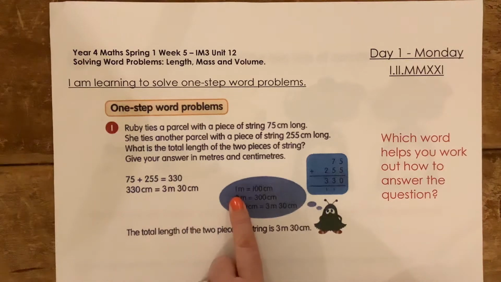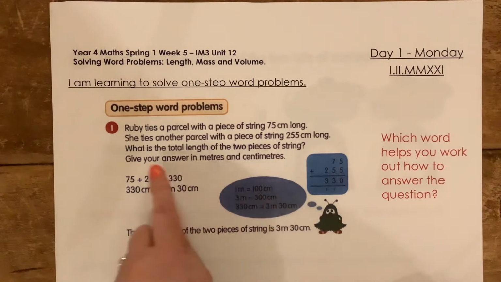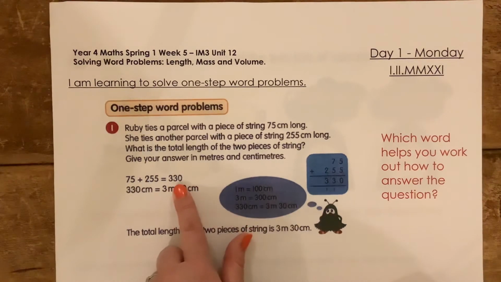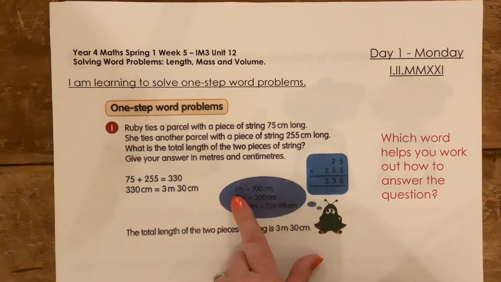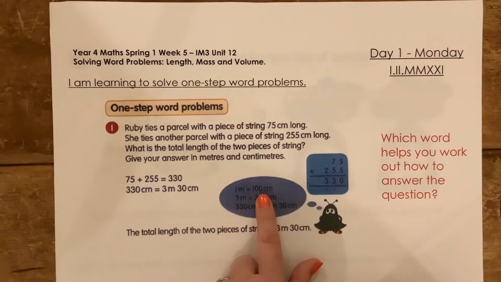Now we know that 1 metre equals 100 centimetres, therefore 3 metres equals 300 centimetres. Now we were asked to give our answer in metres and centimetres. Our answer here is still in centimetres, so we're using what we know about metres and centimetres to convert this. 1 metre is 100 centimetres, 3 metres is 300 centimetres, therefore 330 centimetres equals 3 metres 30 centimetres.